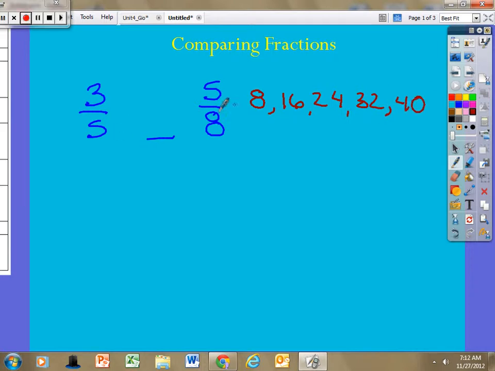Okay, so nothing times 5. So these are all my multiples of 8. So all of these work for 8. All these will work to find this and make this an equivalent fraction. So I want to go here and find this common denominator for this one.